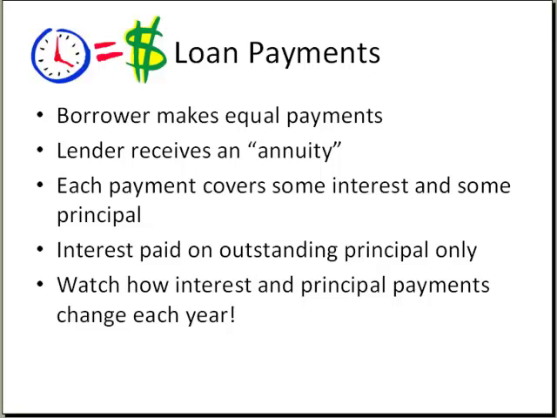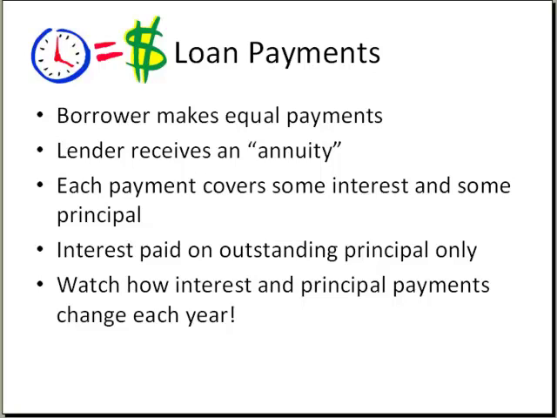But there's another type of transaction that uses the exact same math, and that's the calculation of loan payments, whether it's a mortgage or a car loan. The only difference between an annuity and a loan is what side of the transaction you are on. In a loan, the bank makes the deposit and receives an annuity. The borrower makes the regular payments.